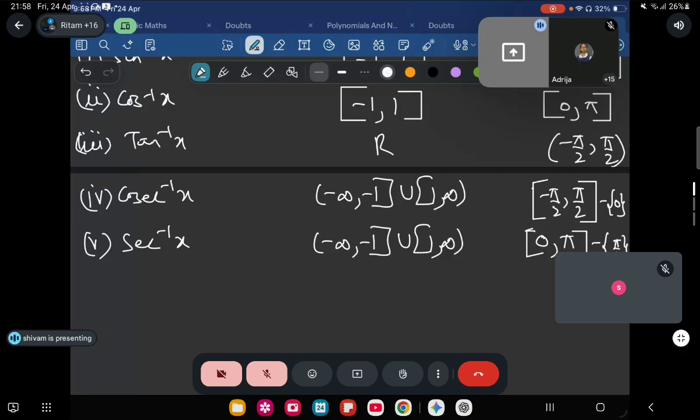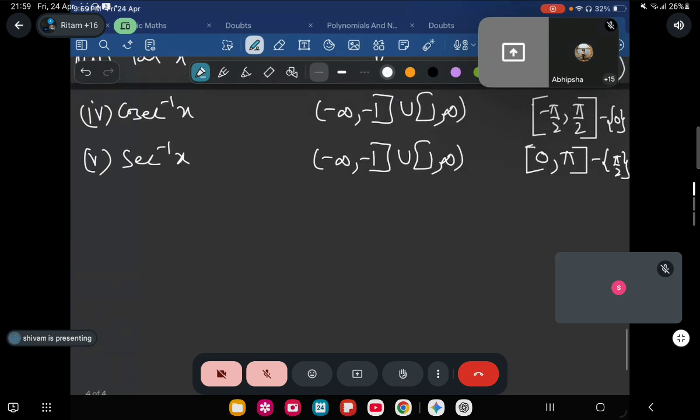Tell me. Anyone having any doubt, you can ask me. Are you getting this? Those who are doing it for the first time? Okay. Number 6. Cot inverse x. Domain all real. And the range will be from 0 to pi, open. Remember.